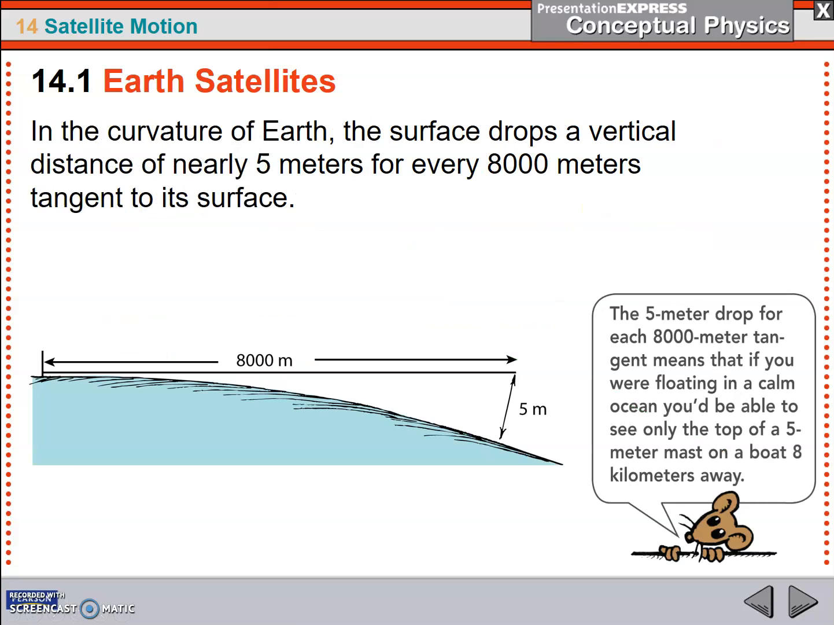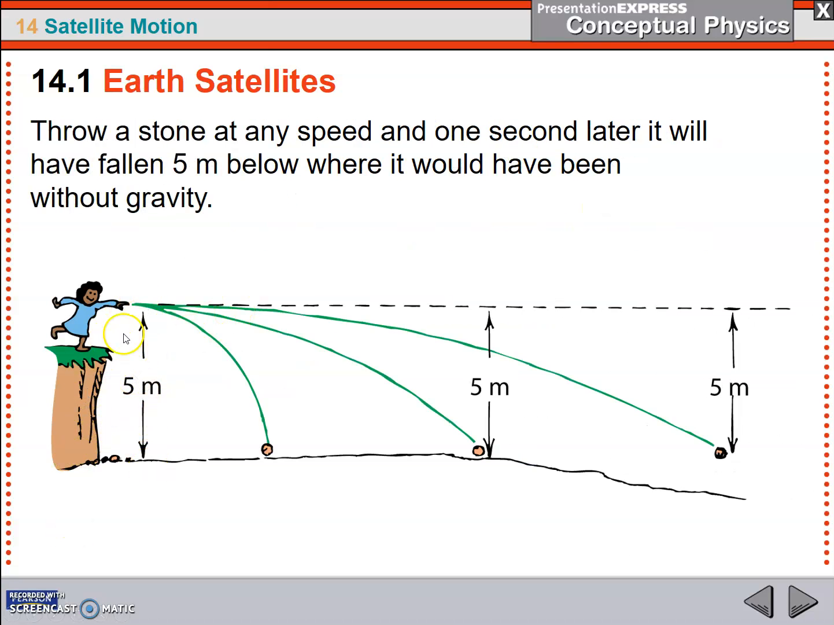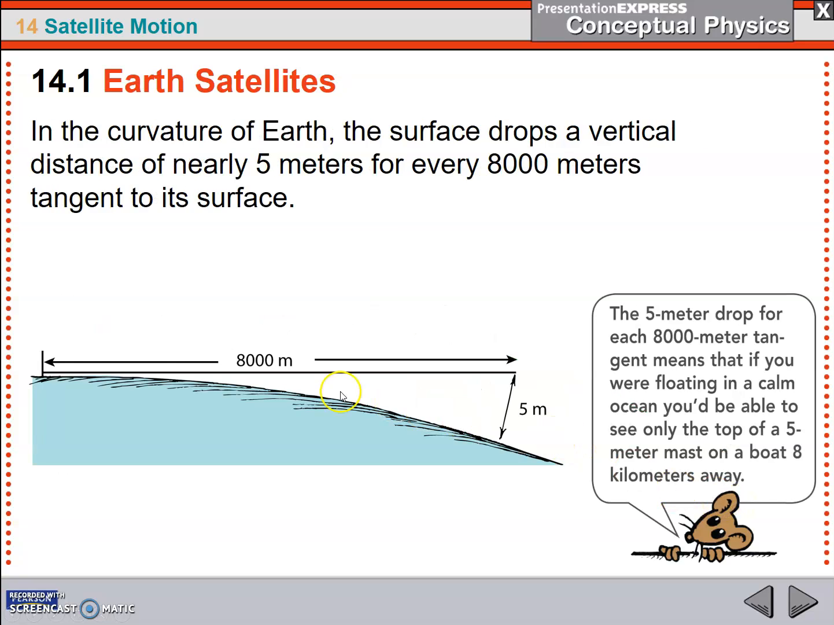Now, where's that picture? So here's the picture. 5 meters, that's how far it will fall in 1 second. So if you throw it fast and faster and faster, well, here you see how it hasn't hit the ground because the ground is starting to curve away. That's the idea. If you go 8,000 meters out, the Earth will have dropped down 5 meters.